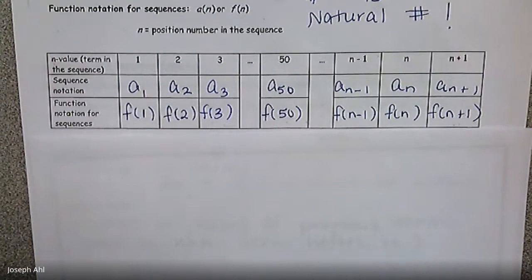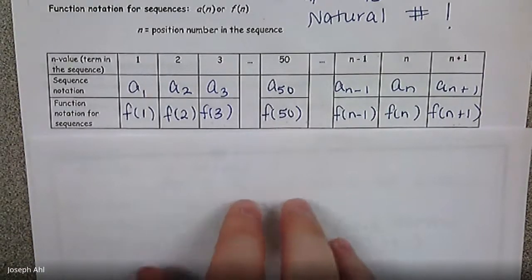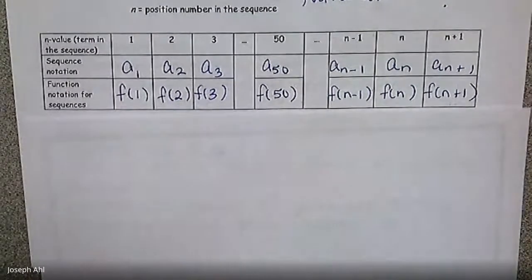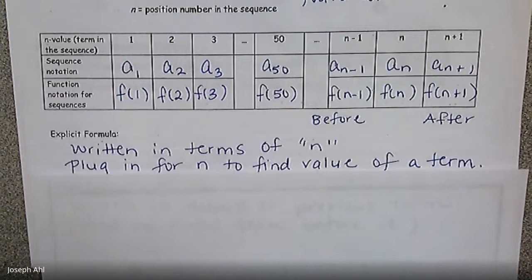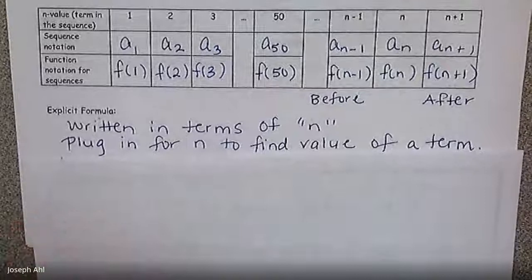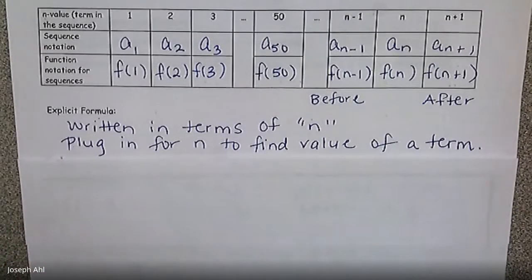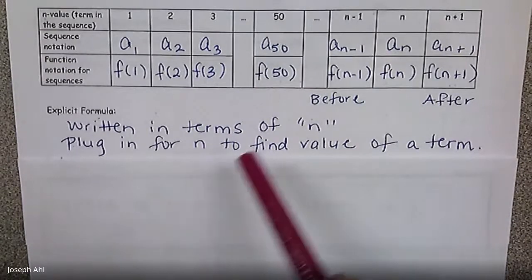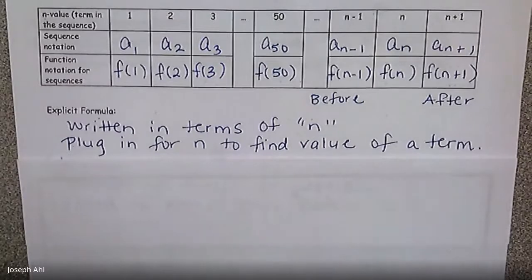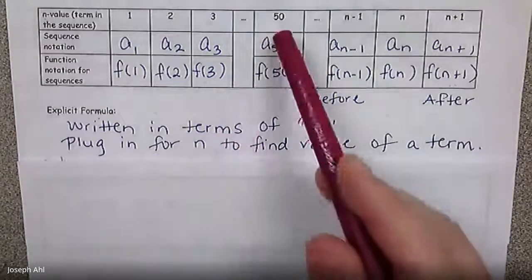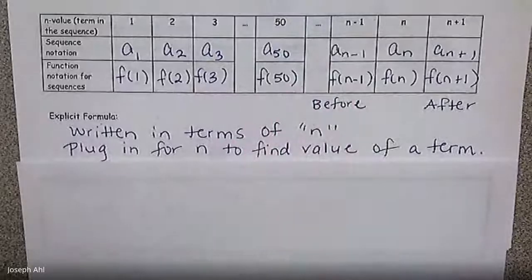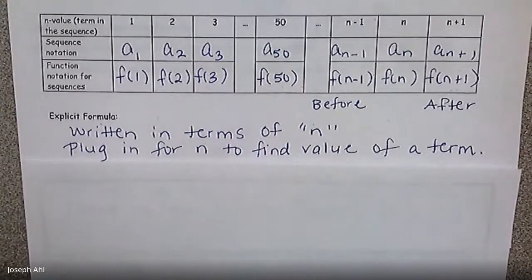One of the other main things we have to talk about in terms of notation and vocabulary with sequences is the difference between an explicit sequence and a recursive sequence. So here's what we're going to have for explicit. An explicit formula for a sequence is written in terms of n. We like explicit formulas typically because we can find any term in the sequence pretty easily by plugging in for n. So for example, if I want to find the 50th term of a sequence, I can just plug in 50 for n and I'll know exactly what that number is in the list.